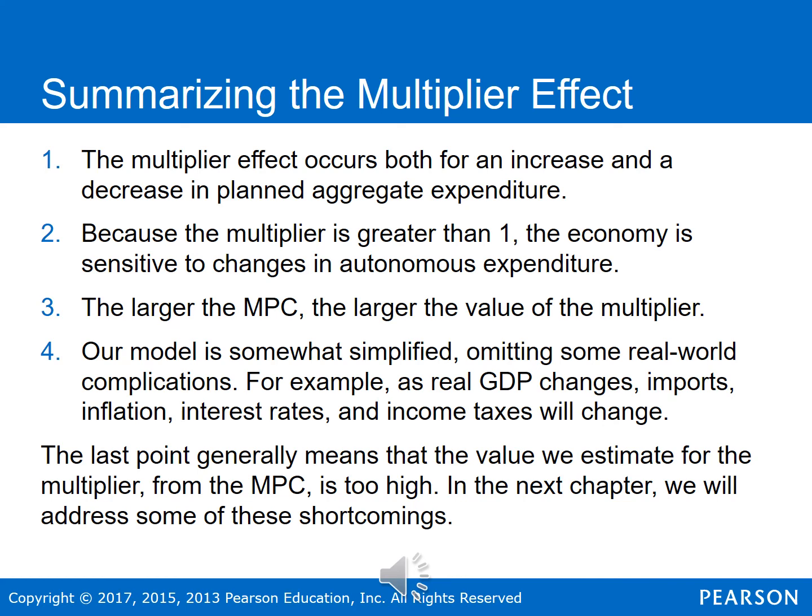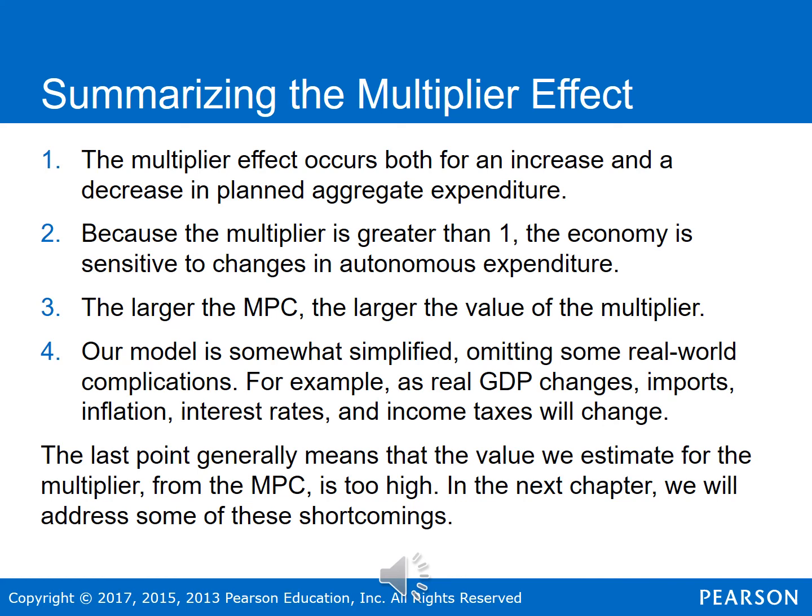Next is the larger the marginal propensity to consume, the larger the value of the multiplier. So if the marginal propensity to consume is 0.75, the multiplier is going to be 4. But with a marginal propensity to consume of 0.5, the multiplier is only going to be 2. Because there's this direct relationship between the value of the marginal propensity to consume and the value of the multiplier, it's going to hold true because the larger the marginal propensity to consume, the larger the change in consumption that takes place after each change in income during the process, which is why we get this larger number.